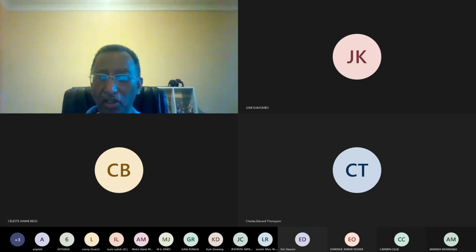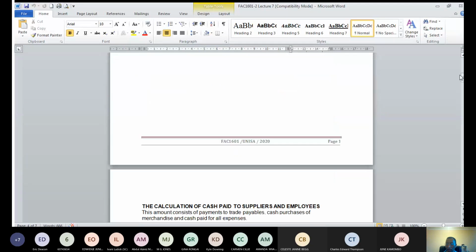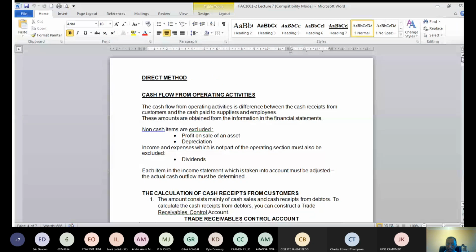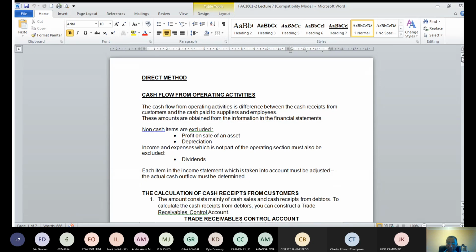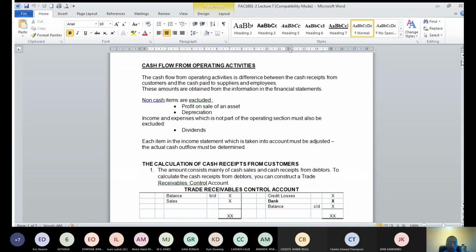The notes that is marked lecture number 7. So let us just summarize this quickly. We are doing the cash flow from operating activities according to the direct method. I say there on page 1, the cash flow from operating activities is a difference between cash receipts from customers and the cash paid to suppliers and employees.